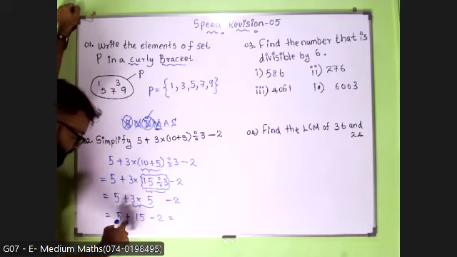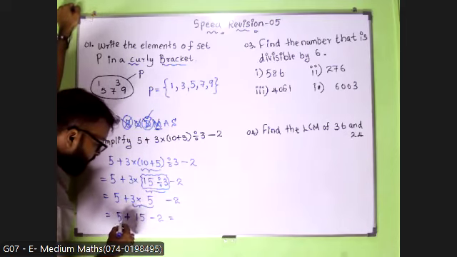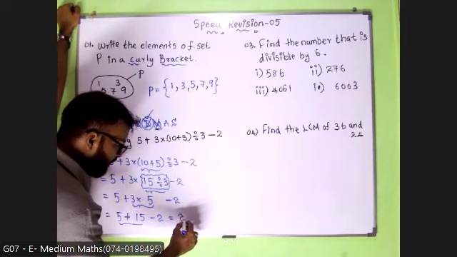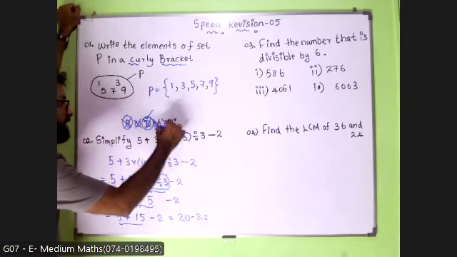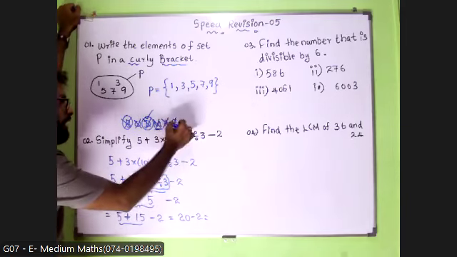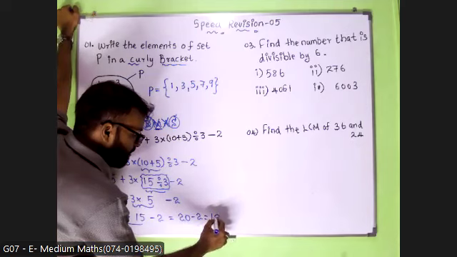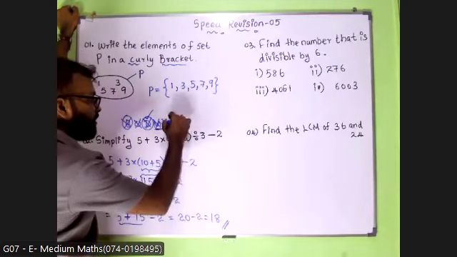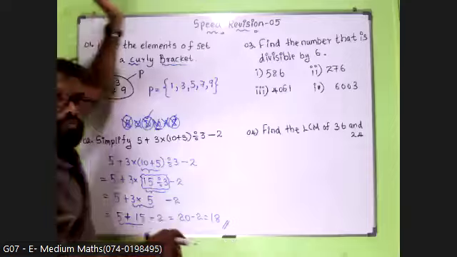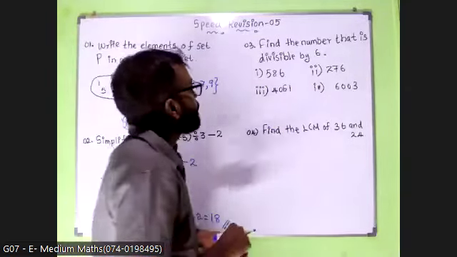Addition. Are there any additions? Yes, here is your addition mark. 5 plus 15 will give you 20. 20 minus 2. Addition is okay. Are there any subtractions? Yes. 20 minus 2 is 18. Step by step you have to follow. The answer should be 18.